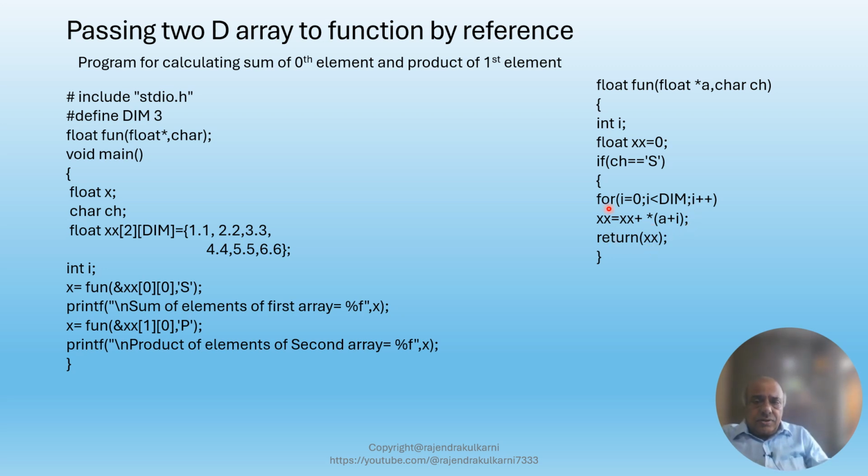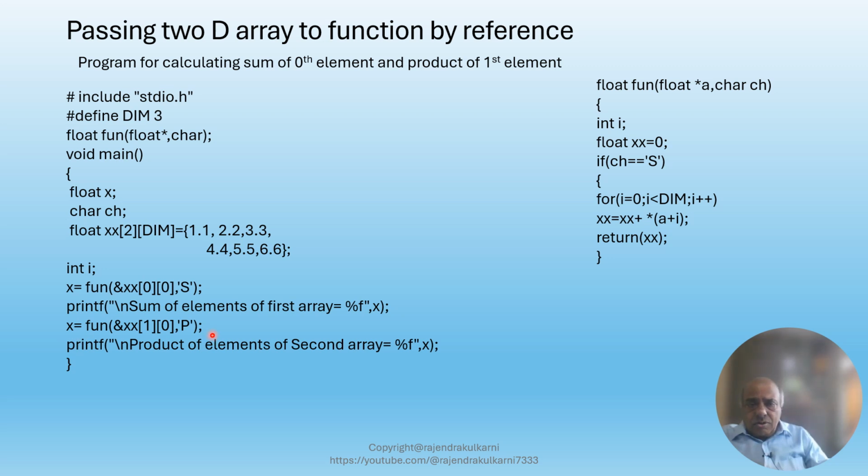So xx on execution of this loop will contain the summation of the 3 elements of the element number 0 of the 2D array xx, and that value will be returned, collected by variable x in the main, and it will be displayed by this printf statement.